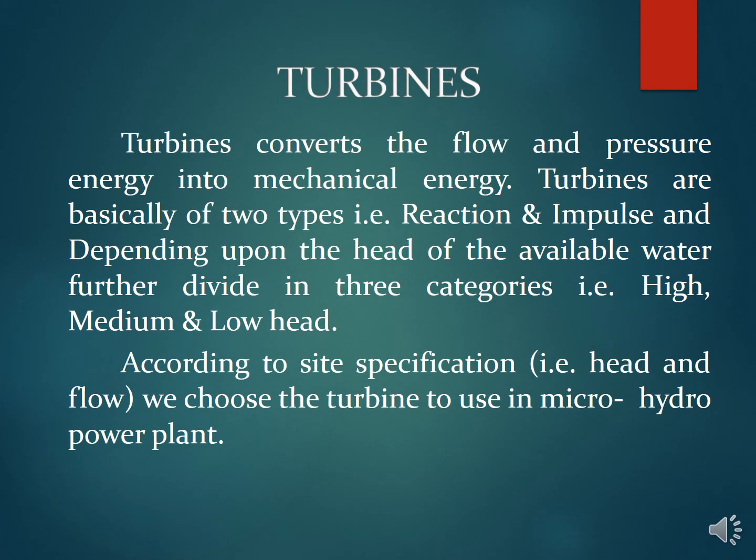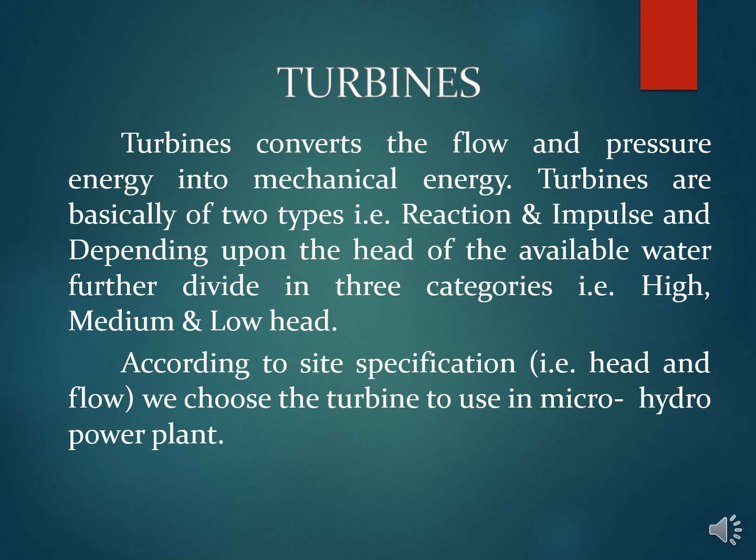Turbines. Turbines are used to convert the flow and pressure energy into mechanical energy. Turbines are basically of two types: reaction turbines and impulse turbines. Depending upon the head of the available water, they are further divided into three categories: high, medium and low. According to the site specification, head and flow, we choose the turbines to use in small or micro hydropower plants.